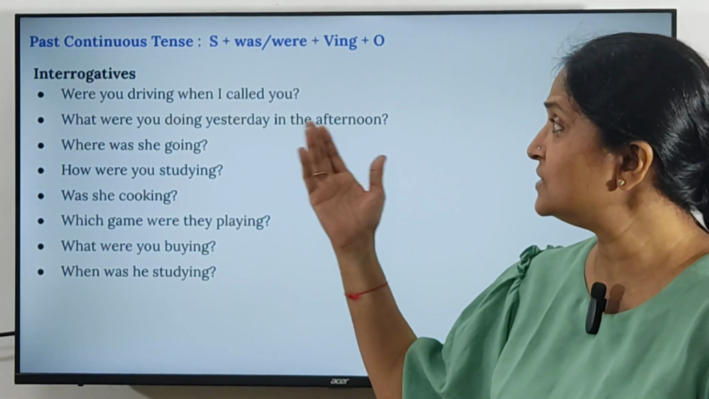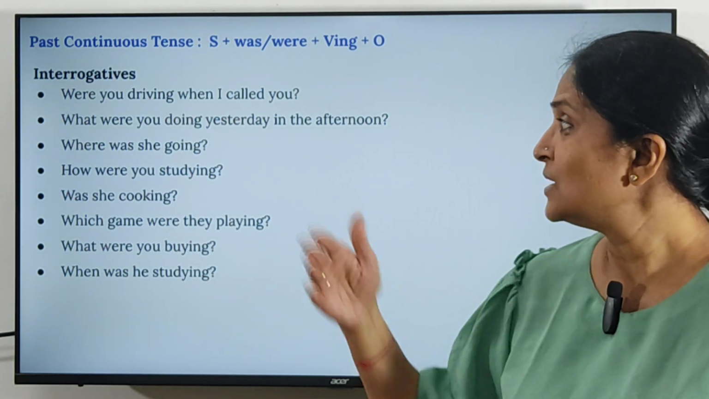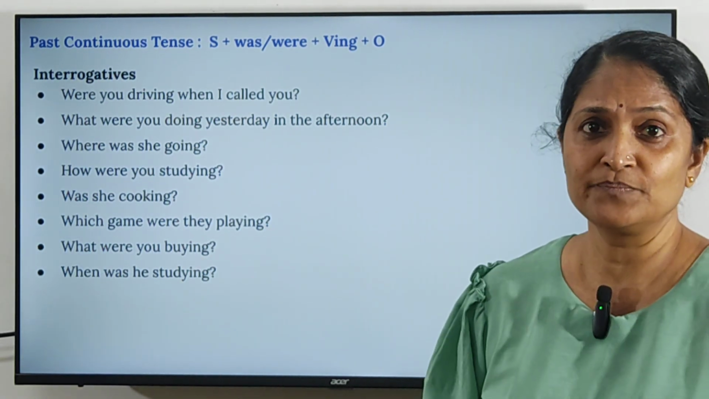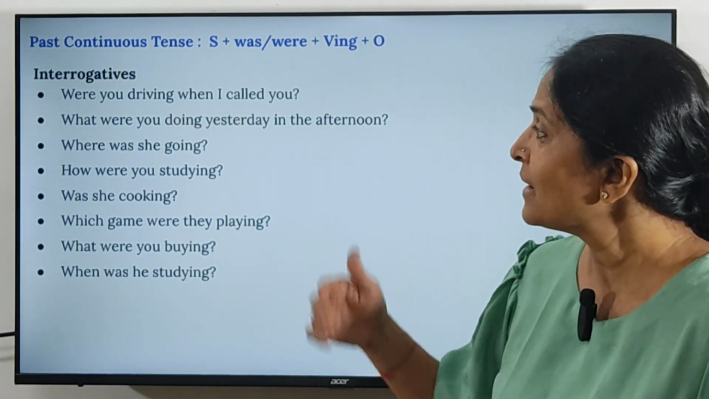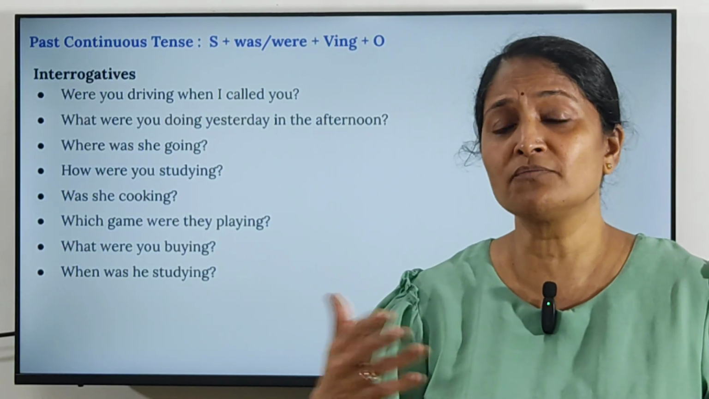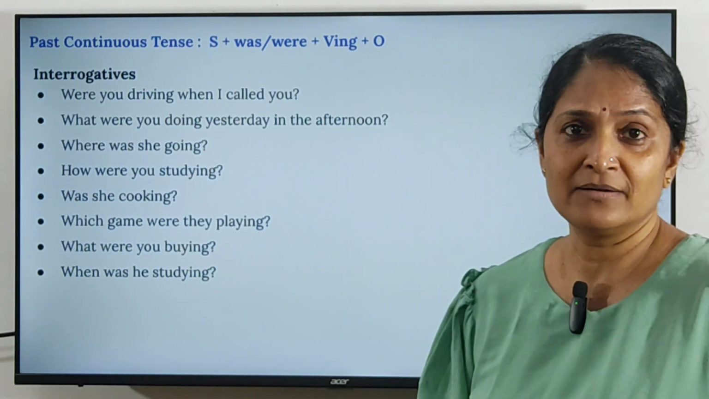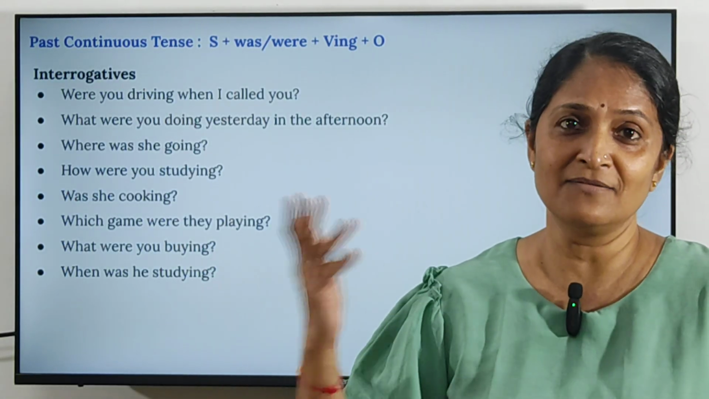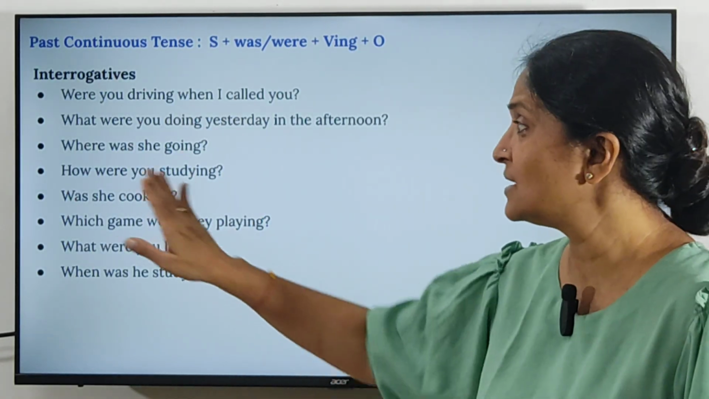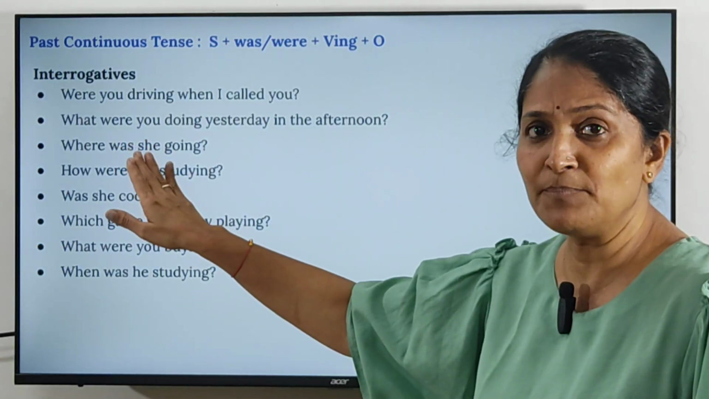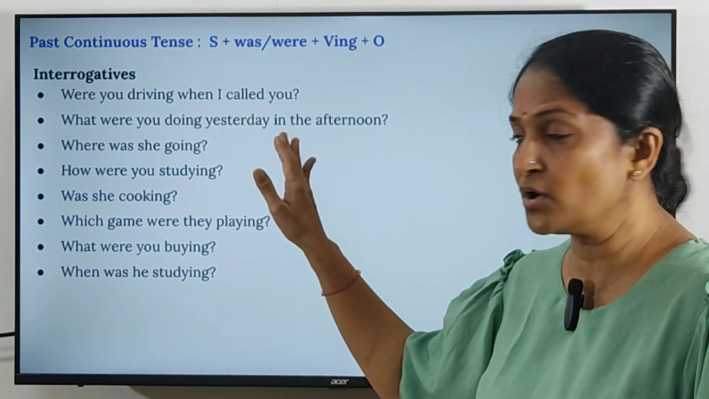Now, when you make interrogatives, you take the first helping verb forward, and if it is a WH question, you start with the WH word. So, yes, were you driving when I called you? क्या तुम ड्राइव कर रहे थे जब मैंने फोन किया? Were you driving when I called you? What were you doing yesterday in the afternoon? What were you doing? कल तुम क्या कर रहे थे? Where was she going? वो कहाँ जा रही थी? She was going to the market. Where was she going? She was going to the mall. See, look at the structure, right? This is how you write questions. First is the WH word, then you write the helping verb, then the subject, and then the present participle here. Understood? Try to make more questions like this.